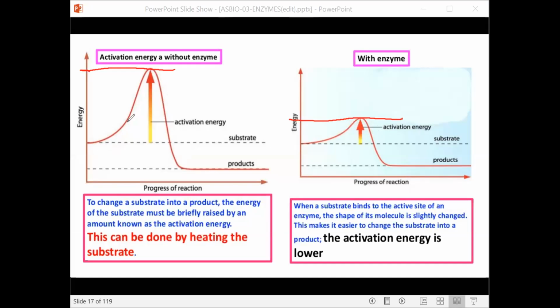Here we are providing heat to the substrate so that it gets prepared, and then we get the product. So this much quantity of excess energy is required to obtain this. What the enzyme is doing is reducing that. How it can be done: the interaction with the amino acids present within the enzyme helps in reducing the activation energy.